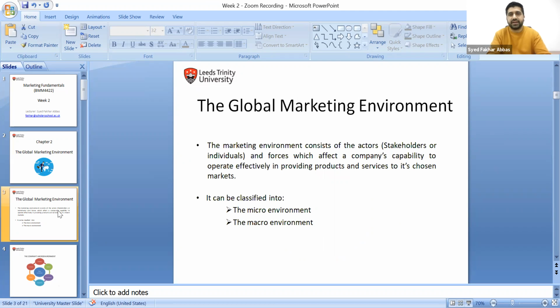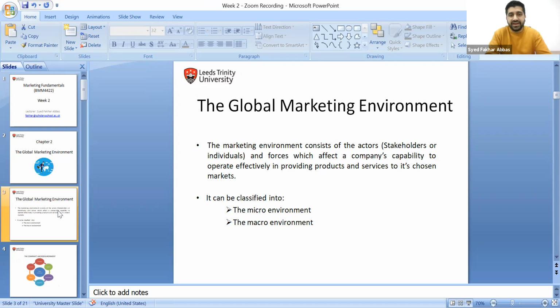The global marketing environment. First, we need to understand what is meant by global environment and global marketing environment, and what factors are included behind it. The marketing environment consists of the actors, stakeholders, or individuals and forces which affect the company's capability to operate effectively in providing products and services to its chosen market.